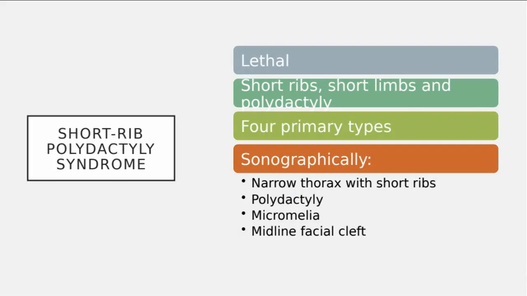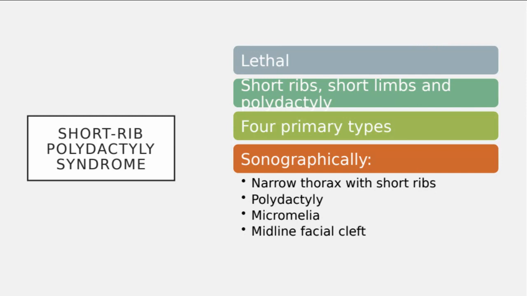Next, we have short rib polydactyly syndrome. This is not a dinner that you can order at a restaurant. This is going to also be lethal. The baby has exactly what we're saying: short ribs, short limbs, and polydactyly. So everything is short. There are 4 primary types, but we do not need to know that. Just know that there are 4 categories that go with short rib polydactyly syndrome.